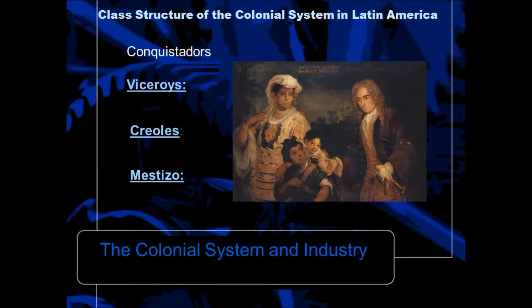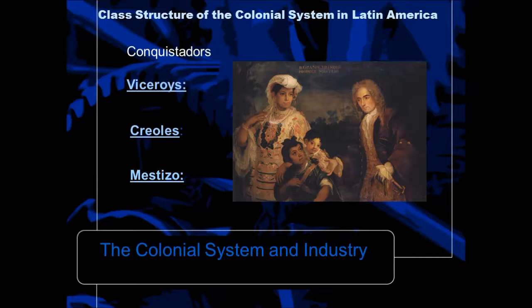Now once they got over here, a class system began to emerge, and viceroys are going to be at the top. If you were a viceroy, that meant that you were of pure Spanish blood. Both your mother and your father were pure Spanish blood, and you were actually born on Spanish soil, not Spanish colony soil, but actually in Spain. So that's why this class system is very unique. It's not only done through bloodline, it's also done through place of birth.